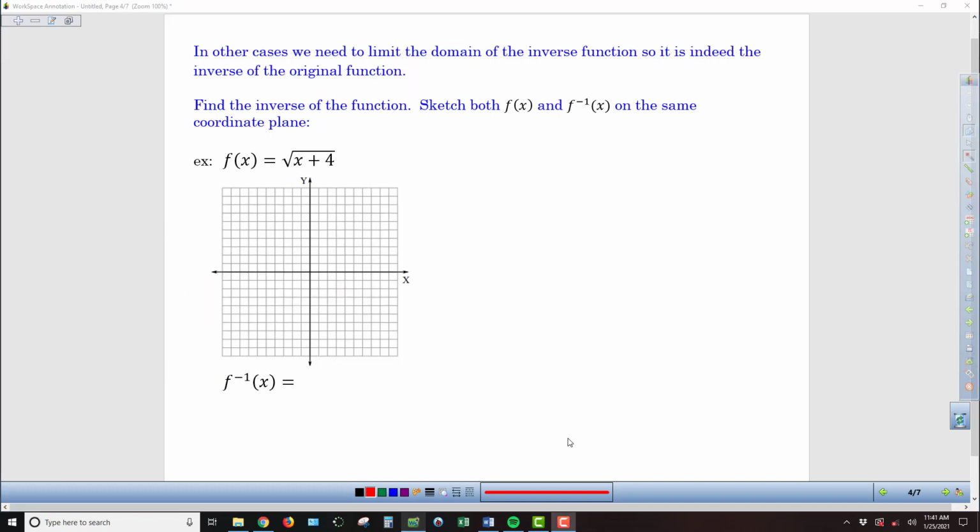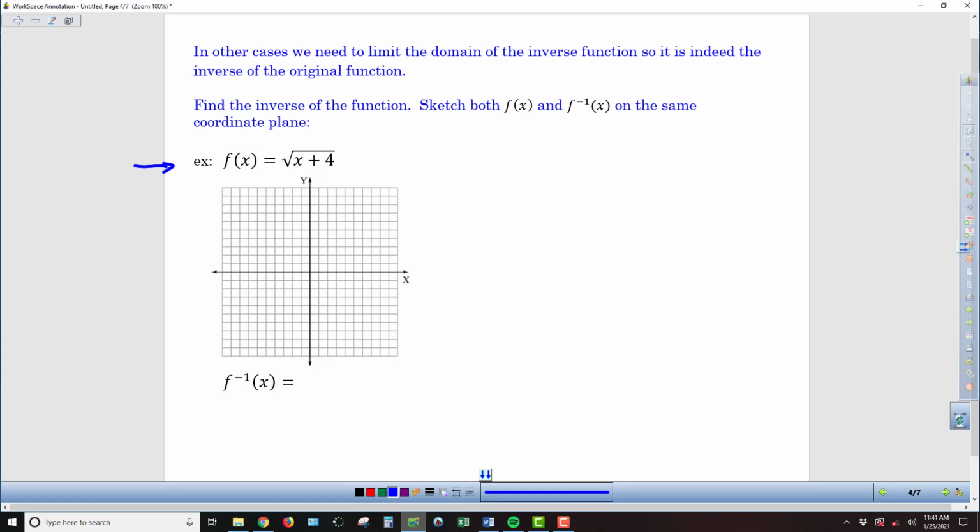So there's our inverse of this restricted domain original function. Sometimes it's the domain of the inverse that needs to be restricted to have it match up with the original function. And so here we see an example of that. So we've got our original function here, f of x equals the square root of x plus 4. So if we graph that original function, we've had experience graphing square root functions before.